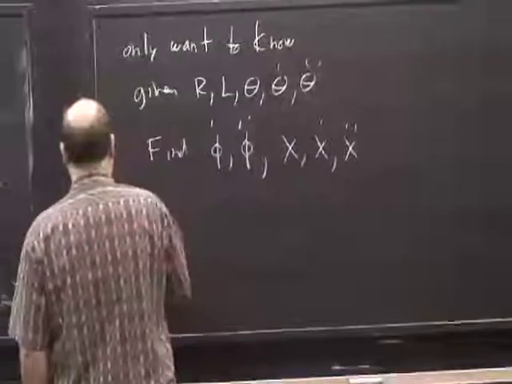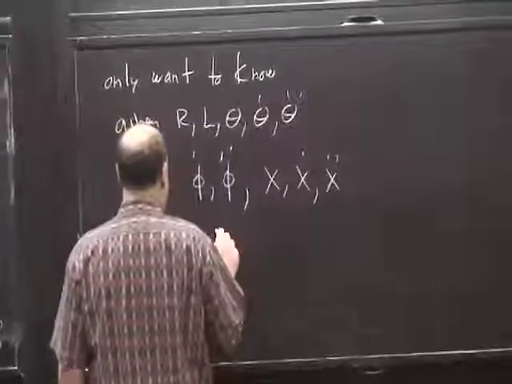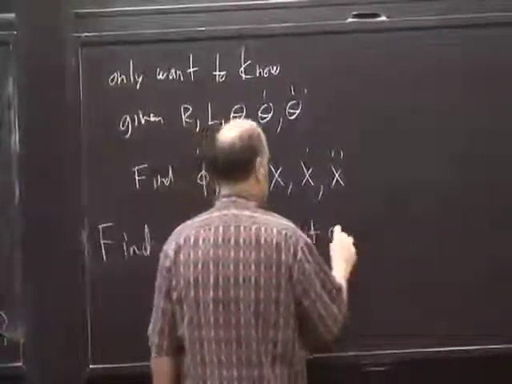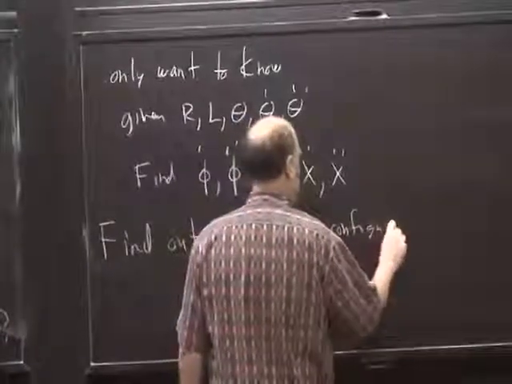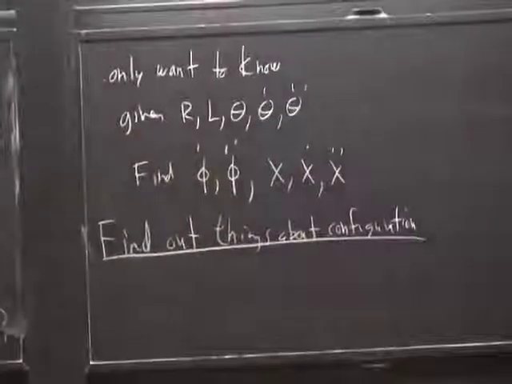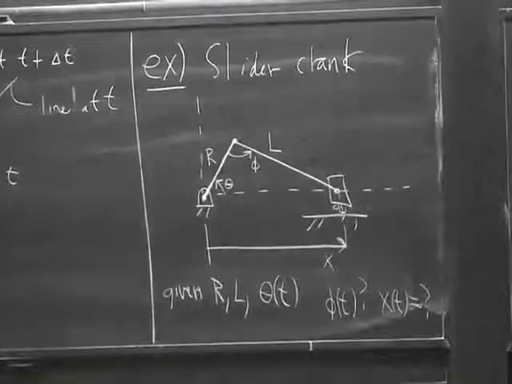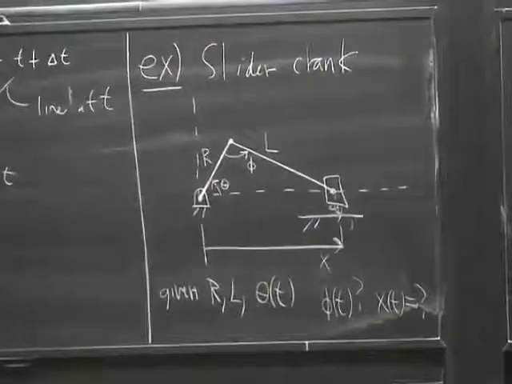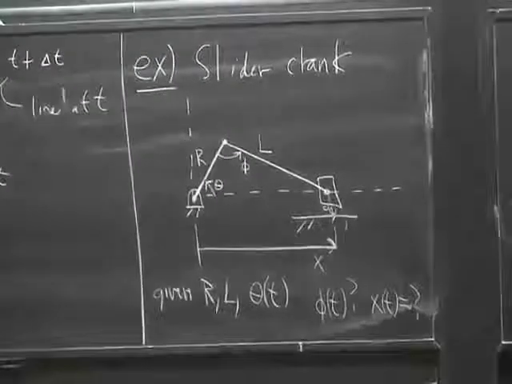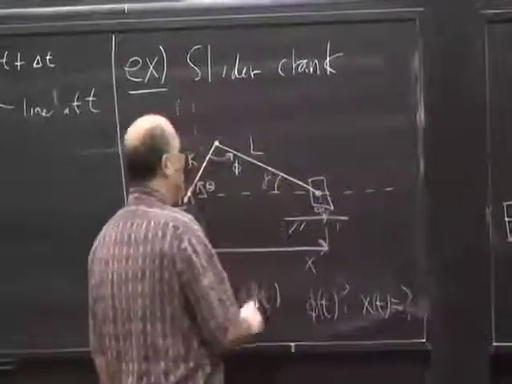Okay, so the first thing we've got to do is figure out things about the configuration. So the first thing is just a 10th grade geometry problem. So if I gave you theta, R, and L, can you find phi or X? Or we call this angle alpha.